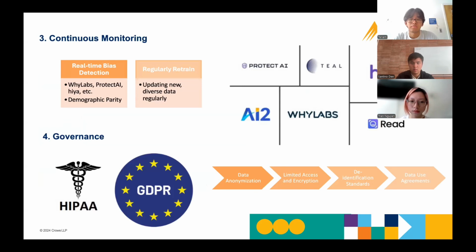Last but not least, after building the AI, continuous monitoring and governance are equally important. To ensure fairness in real time, we'll implement a continuous monitoring tool such as Yellowbrick, Fairlearn AI, or similar, that tracks key metrics like demographic parity. It will flag any disparities as new data flows into the system, ensuring immediate detection of potential bias. Additionally, we'll regularly retrain the model using new diverse data to prevent bias from re-entering the system over time.